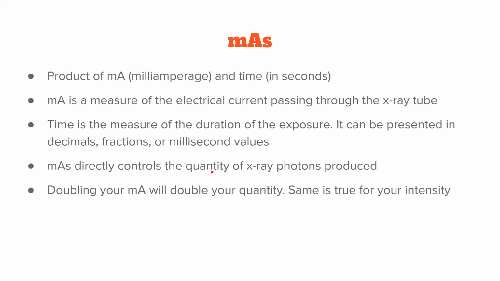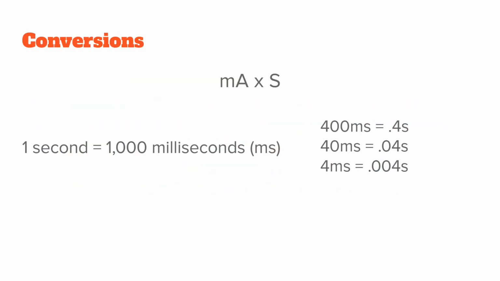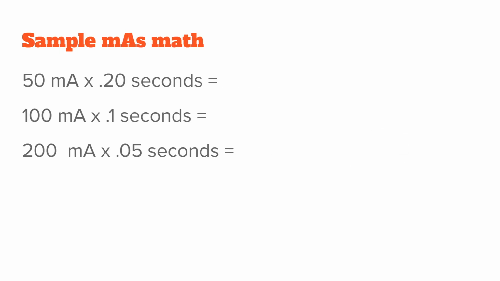Doubling your mA is going to double your quantity, and the same is also true for your intensity. So if your mAs doubles, your quantity doubles. If your mAs is cut in half, your quantity is cut in half. Here are just some breakdowns of how you can convert your seconds and times if it gives you different ways. 1 second is equal to 1,000 milliseconds. So 400 milliseconds would be 0.4 seconds, so on and so forth.